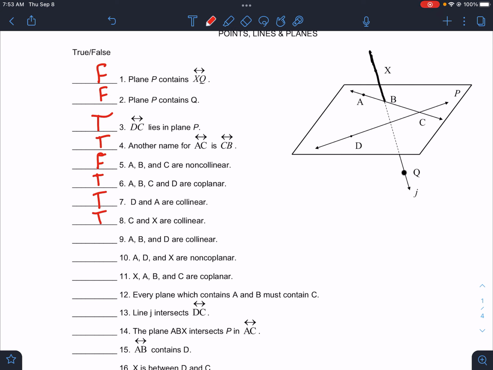Now, A, B, and D, that's 3 points. Can I hit A, B, and D with one line? No, I can't. I would need at least 2. So those are non-collinear. 3 points, non-coplanar? I don't think so. Remember, 3 points are always coplanar. But in particular, A, B, and X. Even though X is above, that's a triangle that would go above, that goes through the plane. We could make that in the other program, I promise.